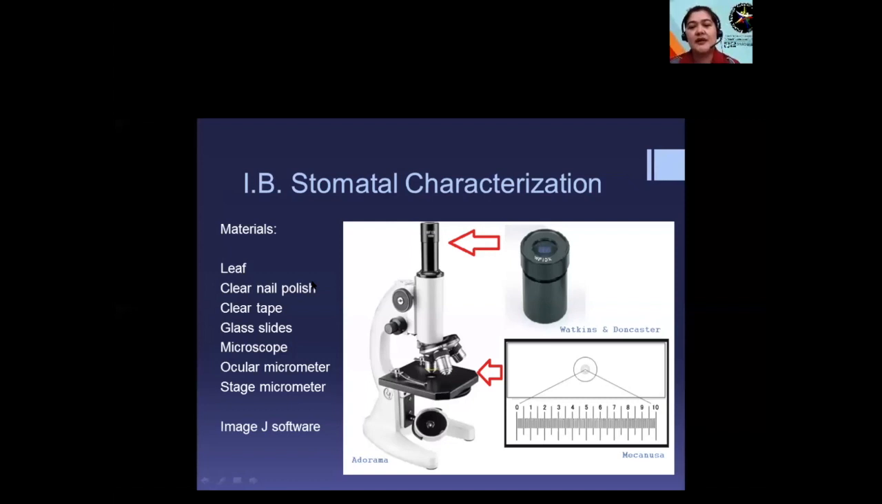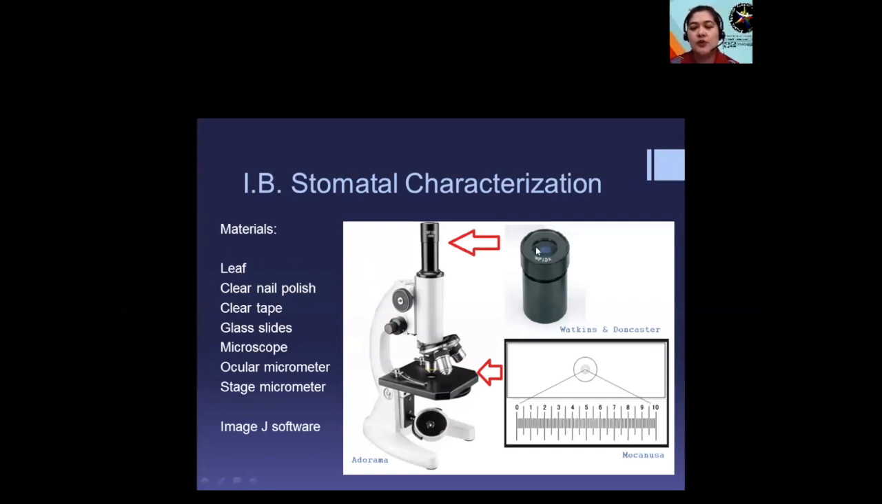So here, we would do a part which is similar to what we have done with the trichomes. However, we would also do a part which is a little more complicated than previously. So ganun din ang gamit natin. You have leaf, clear nail polish, the tape, the slides, and the microscope. Idadagdag po natin ang ocular micrometer. Ito po siya. When you place this into your microscope and you look into it, you would see graticules.